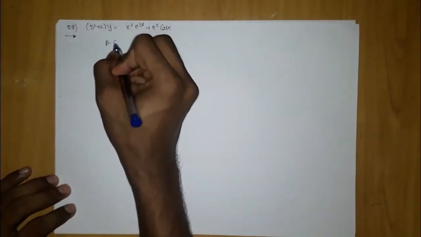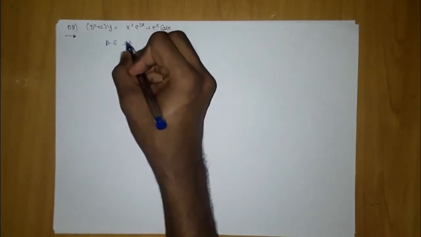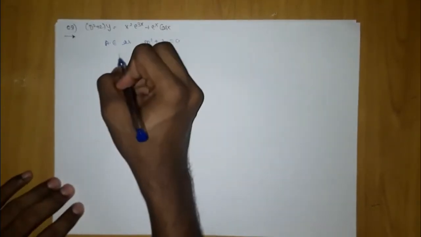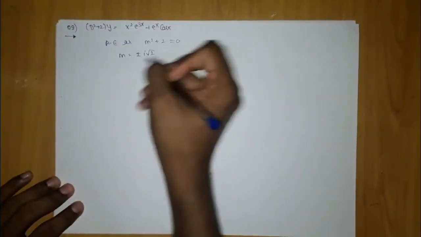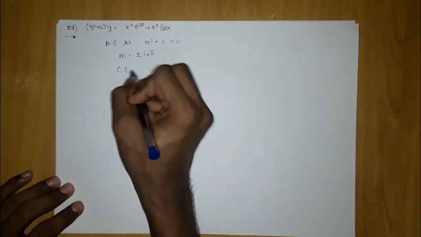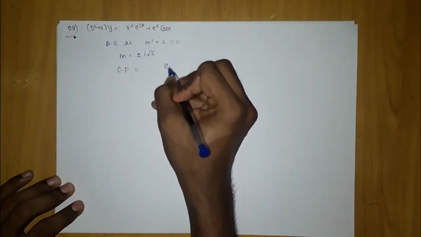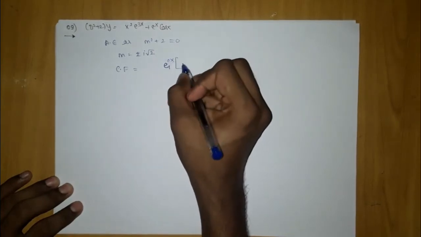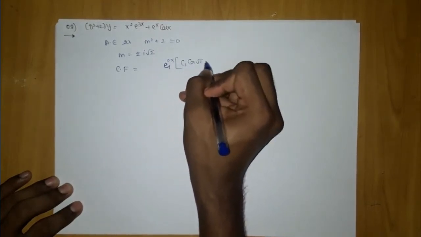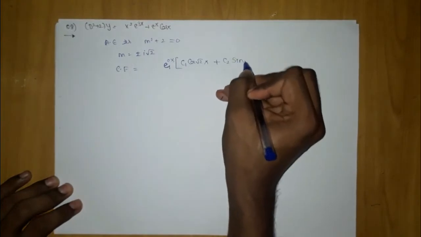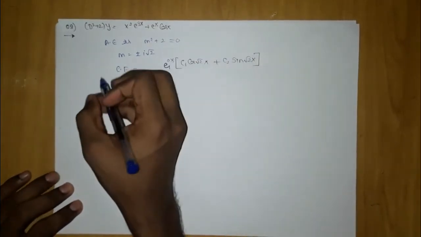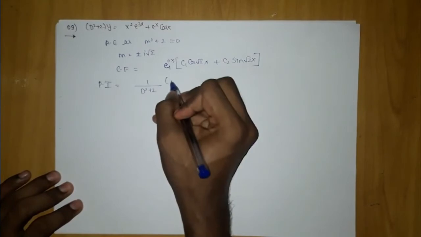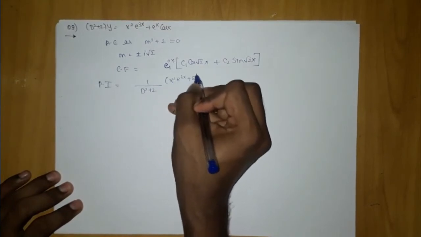Here the auxiliary equation is m square plus 2 equal to 0, which will give you m equals plus minus i root 2. So there are two values of m. Now the complementary function is very easy to get: e to the power 0x, here the real part is 0, into (c1 cos root 2x plus c2 sin root 2x). After this, we write the particular integral 1 by D square plus 2 into (x square e to the power 3x plus e to the power x cos x).